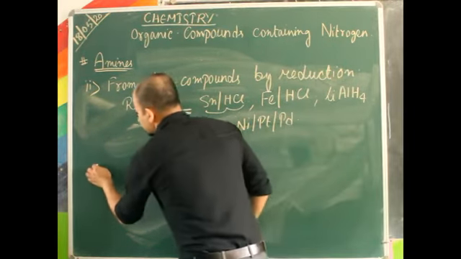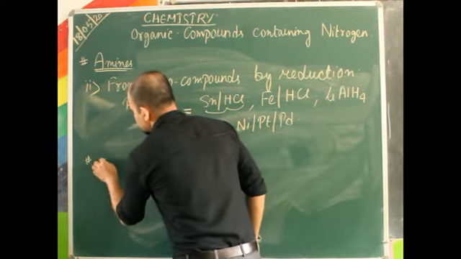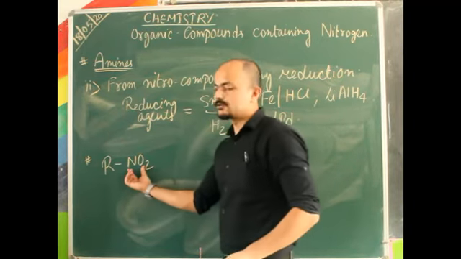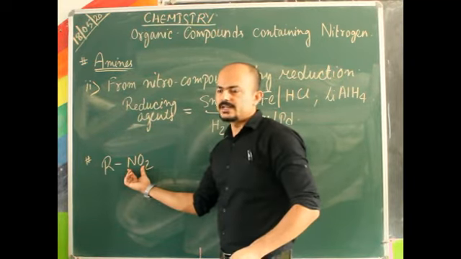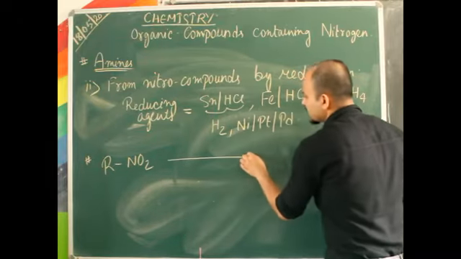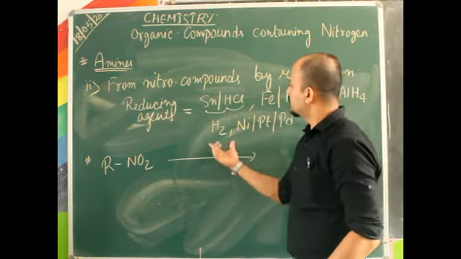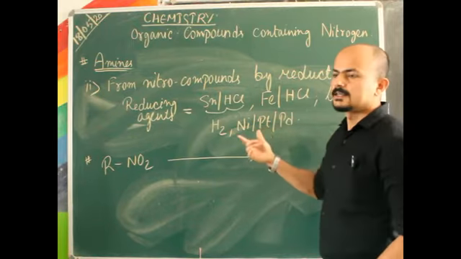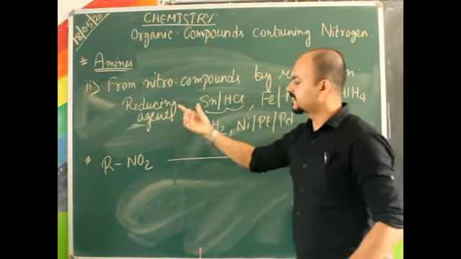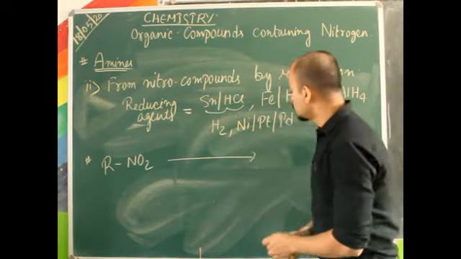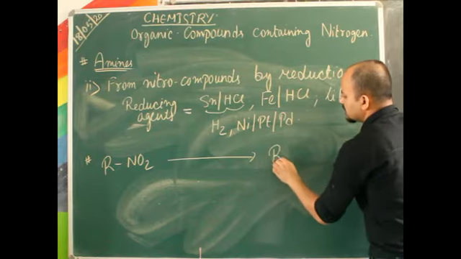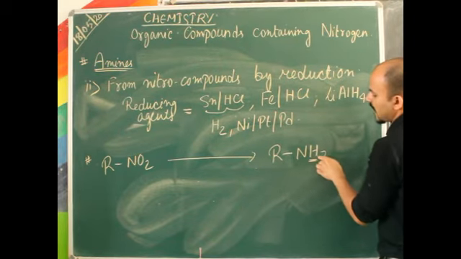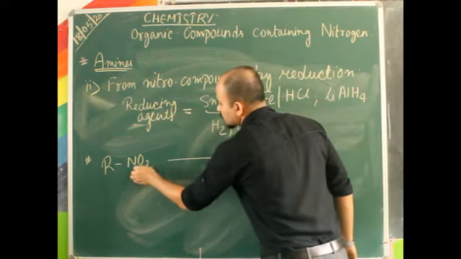So let's try the reaction here. NO2. Now this is a nitro compound, NO2 group is there. Now whenever this reacts in presence of any one of these reducing agents, then it will be reduced to amines, RNH2. Look here. Here hydrogen has come in place of oxygen.